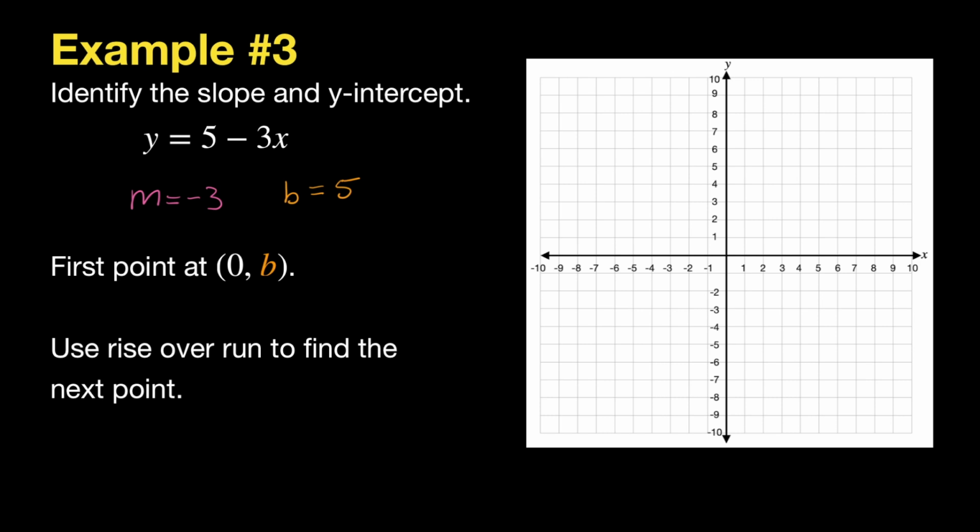Your first point is going to be at 0 for x and the b value. So we know that in this case we have b is equal to 5. Therefore our first point is going to be at 0 for x and 5 for y. So that means that when we go to our graph, we're going to start at the origin, and we're not going to move left or right because we're at 0, and now we're just going to move 5 units up. This is your first point.